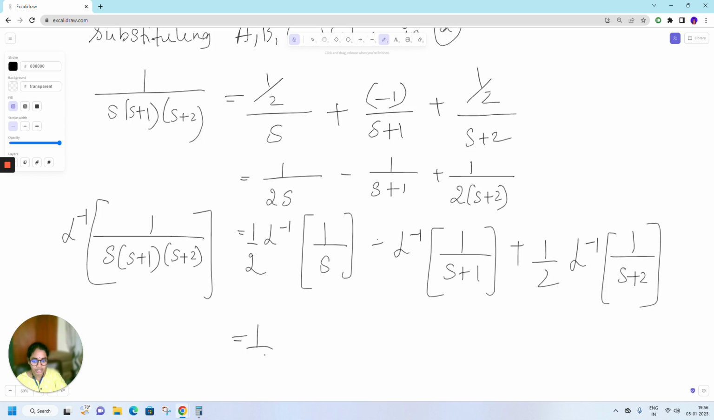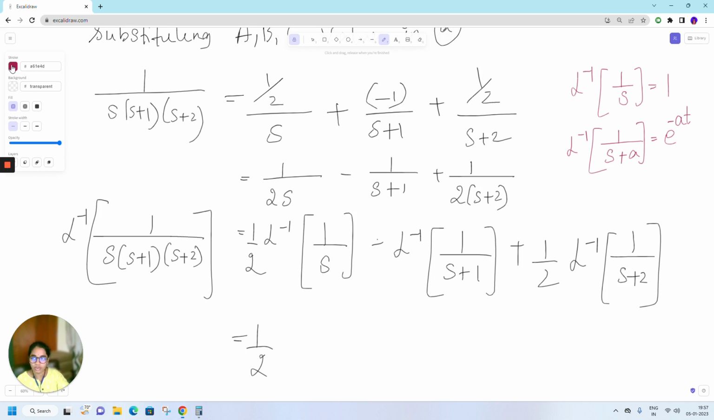Yes, so I have half. What is Laplace inverse of 1 by S? What is the formula? Laplace inverse of 1 divided by S is equal to 1. Okay, what is Laplace inverse of 1 divided by S minus A? It is e power at. So if I have S plus A, it would be e power minus at.